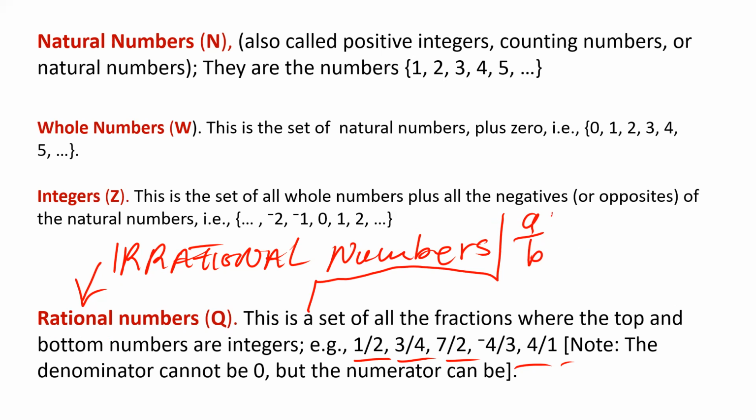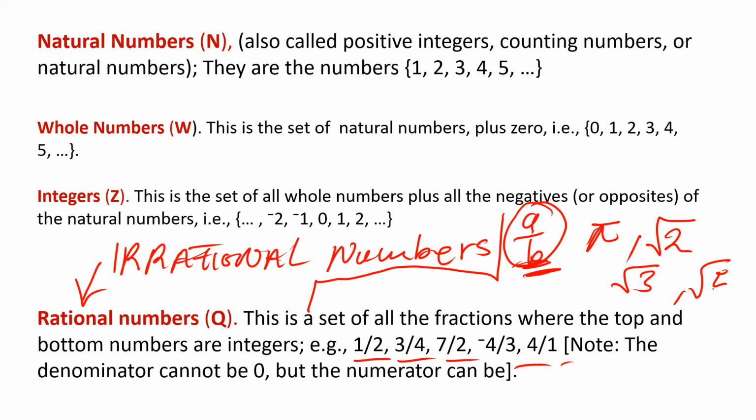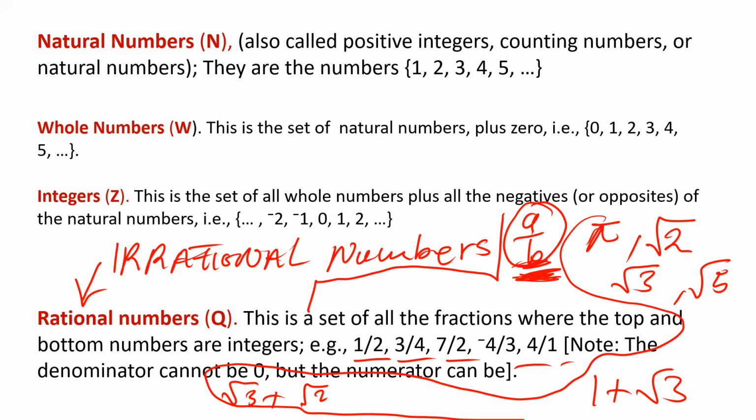And you may ask yourself, which numbers are those? We have pi. You can't express pi in the form a over b. Apart from that, you can't express the square root of 2 in the form a over b. You can't express the square root of 3, or the square root of 5, in the form a over b. You can't express the square root of 1 plus the root of 3, or the root of 3 plus the root of 2, in the form a over b. All these numbers that I've written here are examples of what? Irrational numbers. Numbers that cannot be expressed in fraction form are known as irrational numbers. This is what you have to understand.